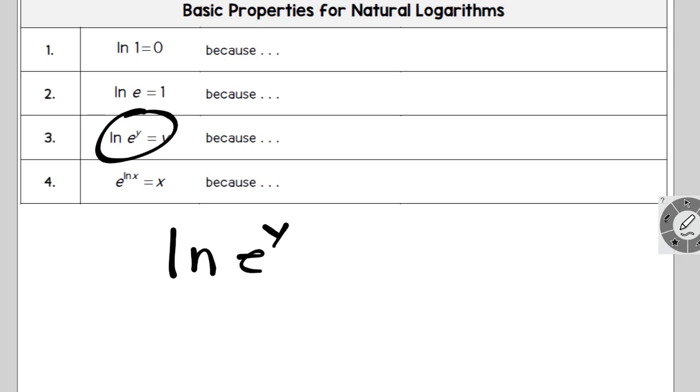So we could write this in an exponential form. We're asking, what do we raise e to? Let's say the answer is x. So what do we raise e to in order to get e to the y? And the answer is what? y. Okay.